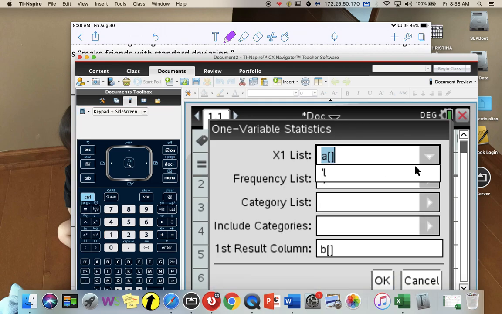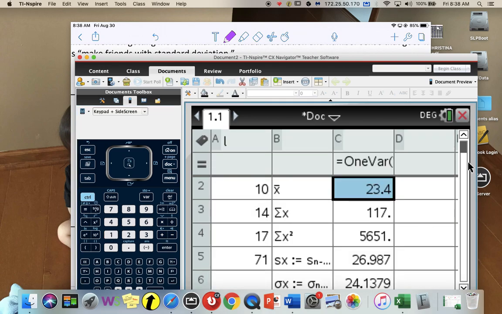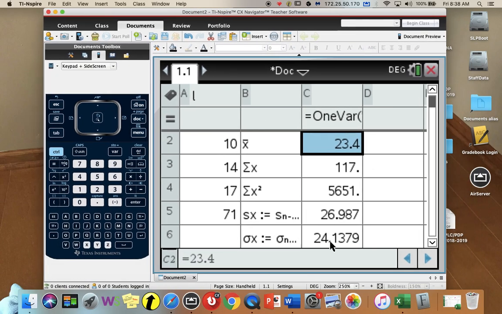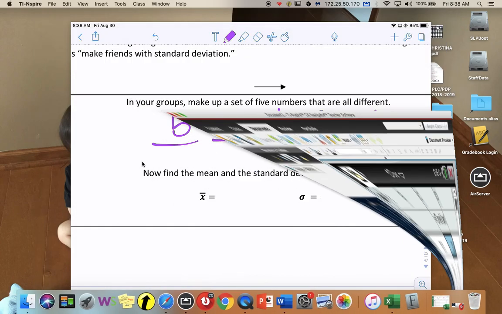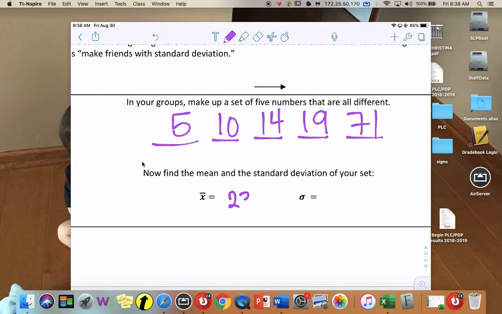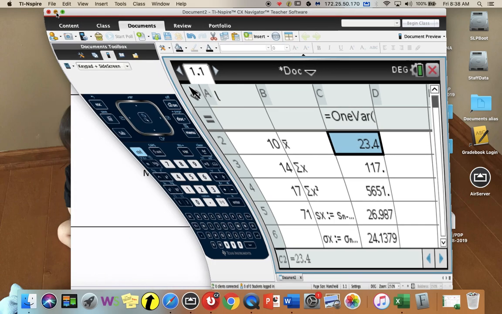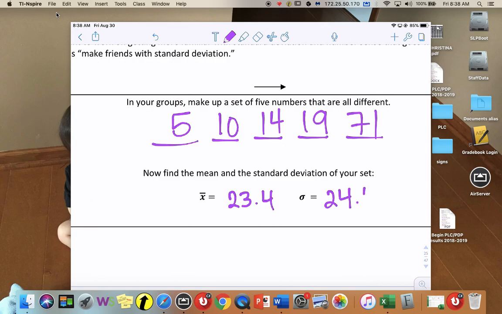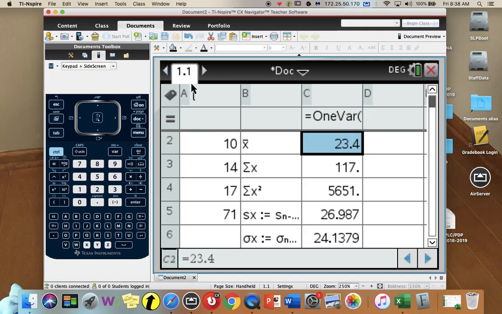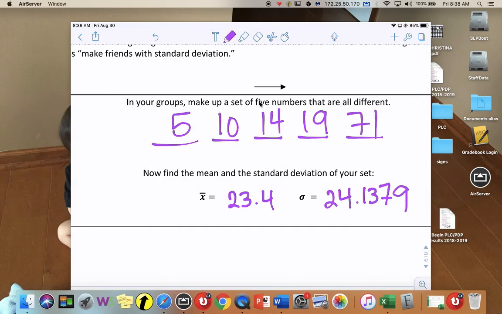And then find your list. I called it L. Okay, so for my set of data, and yours will be different if you have different numbers, you're going to write down your average and your standard deviation. So my average is 23.4, and my standard deviation is 24.137, I believe.